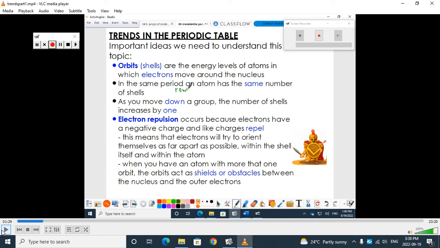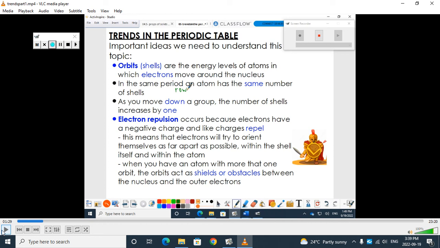When you go down a group, so you move from period to period or row to row, you're increasing the number of shells by 1. So what that means is that's going to influence the size more than going across. So when you go down and you increase the shells by 1, the atom is literally getting bigger, but also now you've got more electrons.